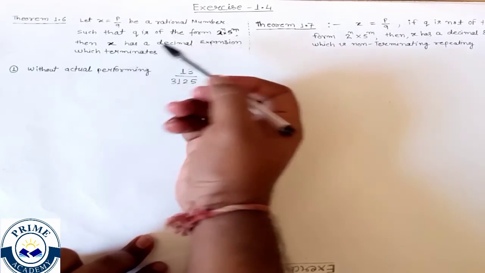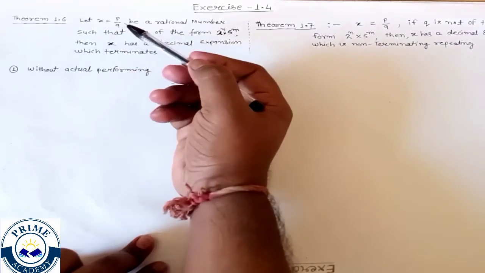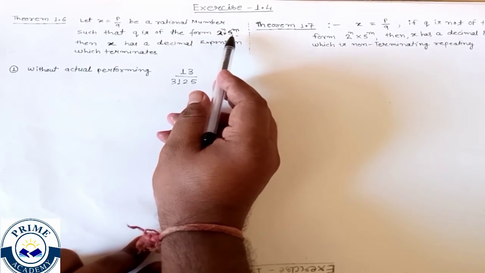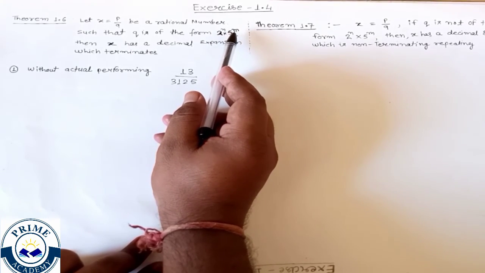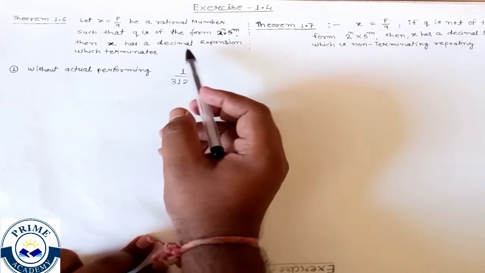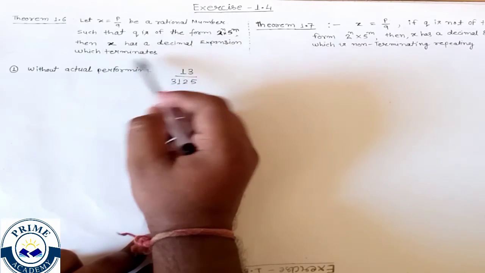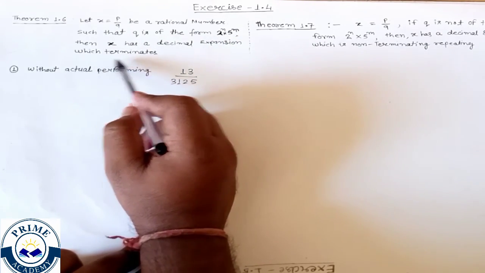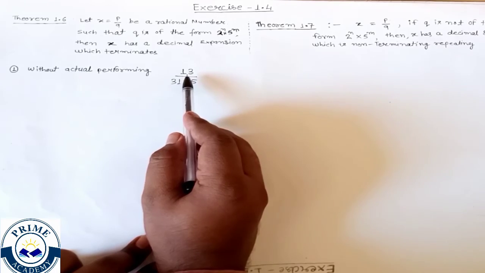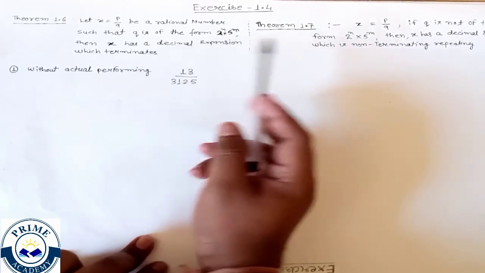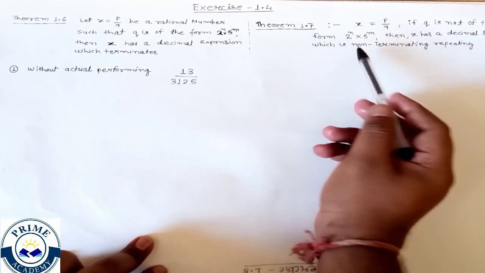What exactly it says is that a rational number is in the form of p and q, so q should be in the form of 2 into 5, right? So 2 to the power any number and 5 to the power any number may be possible. If your q is in this form, then only we can say that the expansion is terminated, right? Suppose this is a rational number, we have to check whether this is terminated or non-terminated. Theorem number 1.7 says the same thing, right?